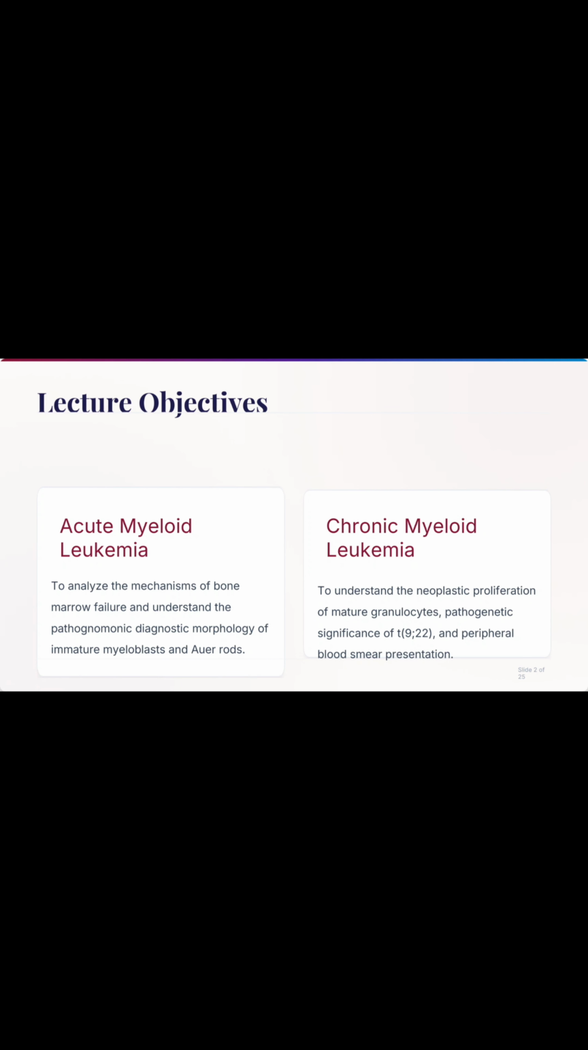Learning objectives are: in acute myeloid leukemia, to analyze the mechanisms of bone marrow failure and understand the pathognomonic diagnostic morphology of immature myeloblasts and Auer rods. In chronic myeloid leukemia, the learning objectives are to understand the neoplastic proliferation of mature granulocytes, the pathogenetic significance of t(9;22), and peripheral blood smear presentation.